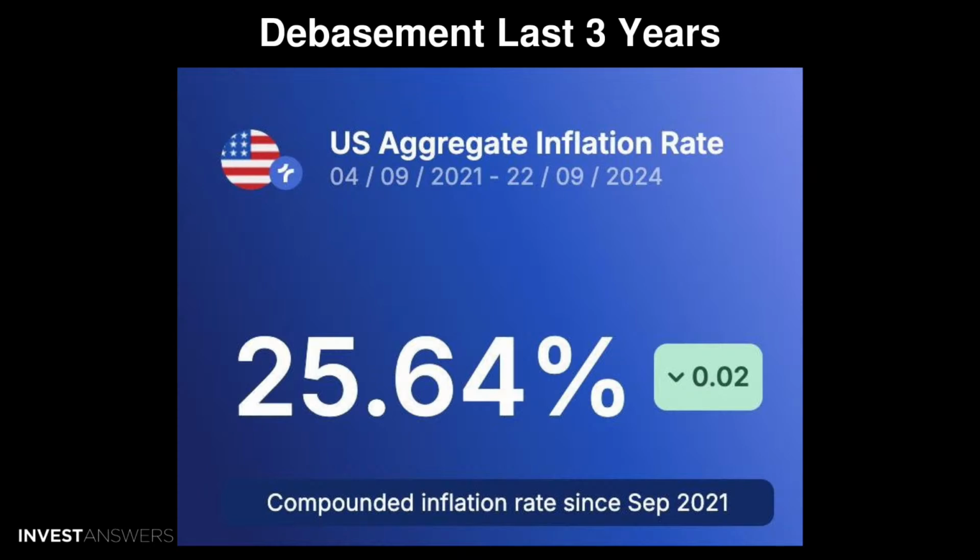This is debasement over the last 3 years, since September 2021. Okay, it's now September 2024. And you can see, let's call it 26% for simplicity. And that's the compounded inflation rate. Like you might have inflation for, say, 7% or 6.5% per year, but it compounds. And compounding is a miracle when you are on the receiving end of it, but not the other way around. So that's the first piece of data I'm going to look at.